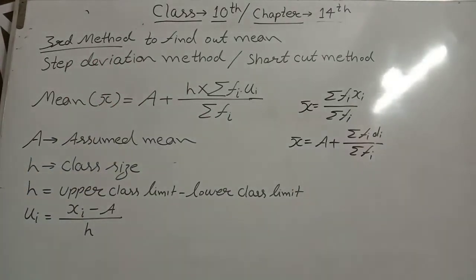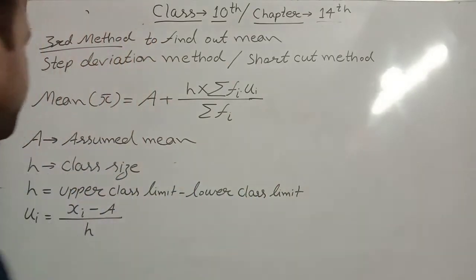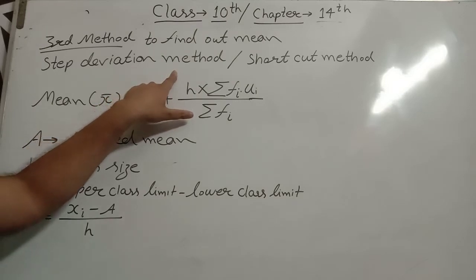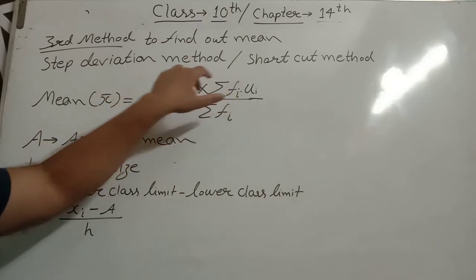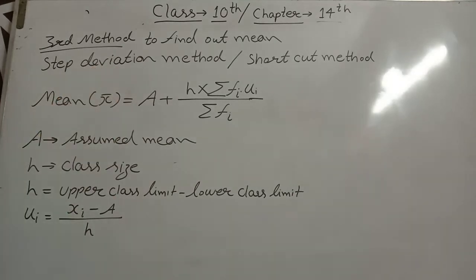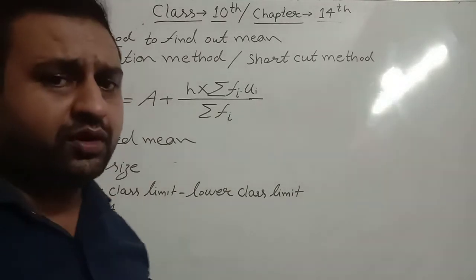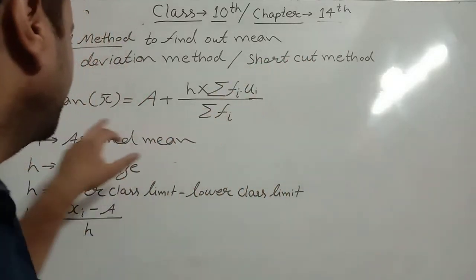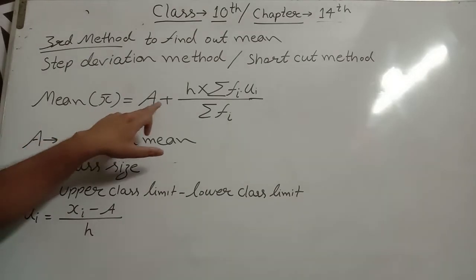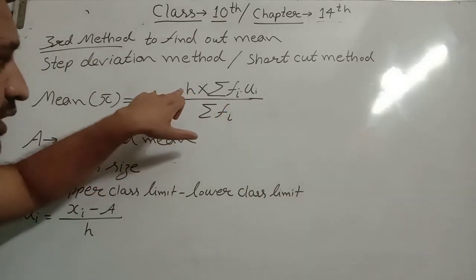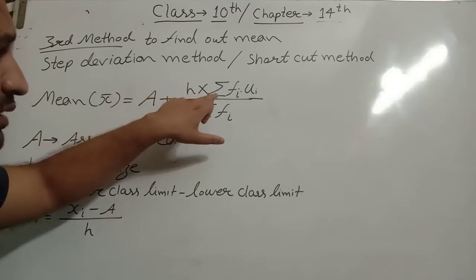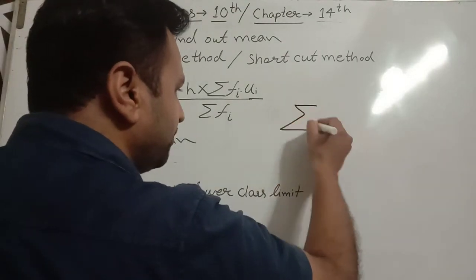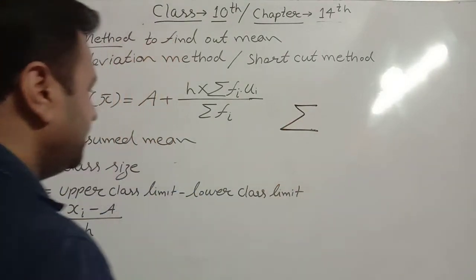Now we start the third method, and the third method is very important. The method name is step deviation method, and it is called the shortcut method. Obviously, step deviation method is the new form of assumed mean method, so it is also called the shortcut method. The formula is mean is equal to capital A plus, in the numerator small h multiplied by sigma fi into ui upon sigma fi. I again repeat, sigma is always formed like this, in which these two lines must be parallel.